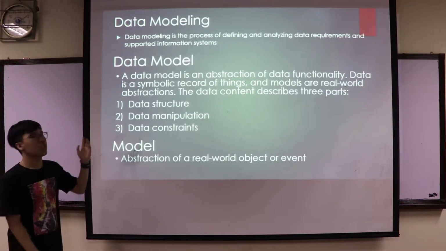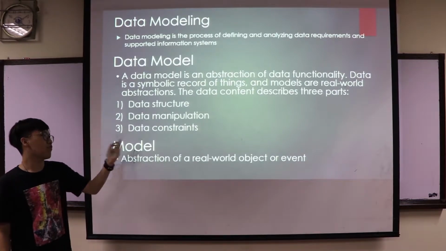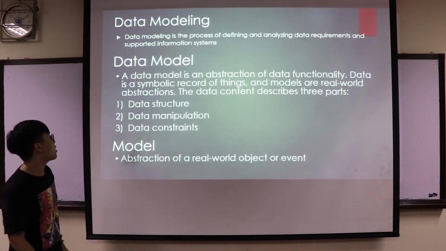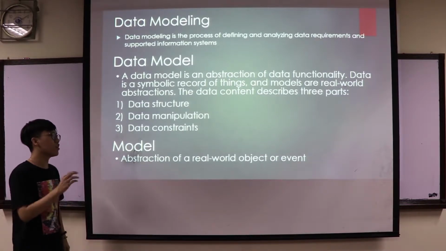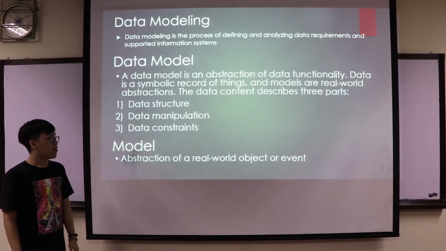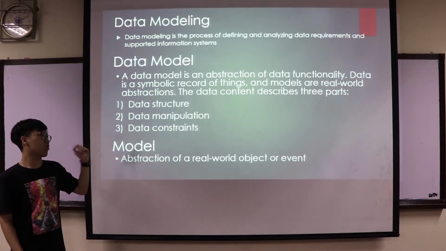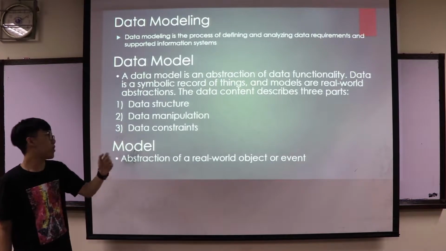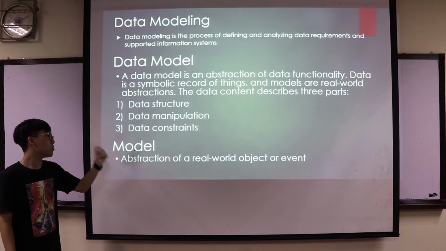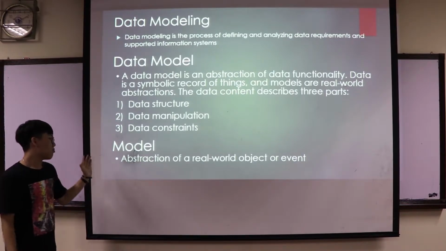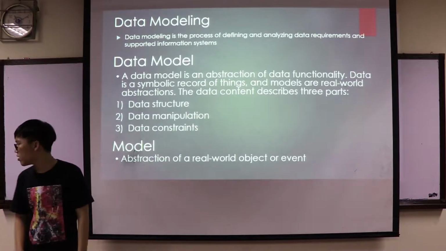Next is data model. Data model is an expression of data functionality. Data is a symbolized record of things and models. A real-world expression, the data content describes three parts: data structure, data manipulation, and data constraint. Next is model, an expression of a real-world object or event.